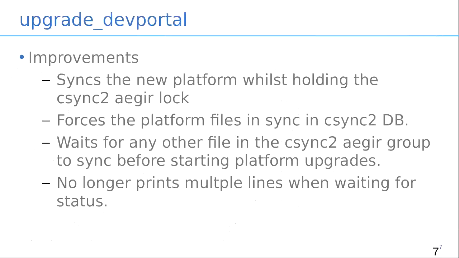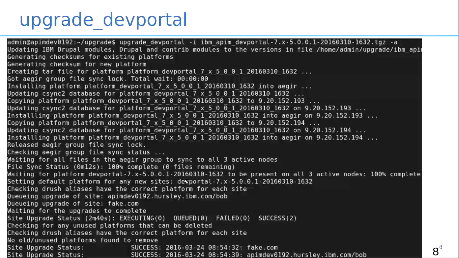So we get a lock to make sure nothing else is syncing files. It then forces the platform, copies the platform files to the other nodes, and forces them in sync because it knows it's just copied them. It waits for all the nodes to report them in sync, because someone could have created a bunch of other files in the background somewhere, and then starts the upgrades. And just a slight nicety is that when it's showing you the status, it no longer prints new lines every 10 seconds to show you the status. And there's a screenshot on the next screen that shows that.